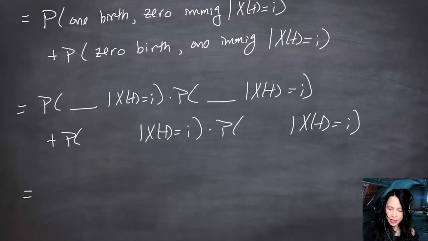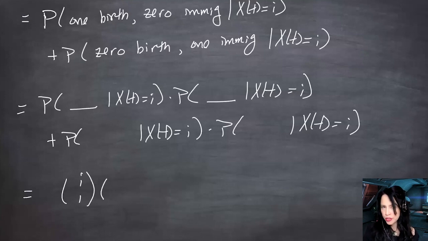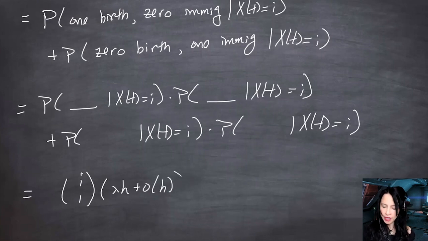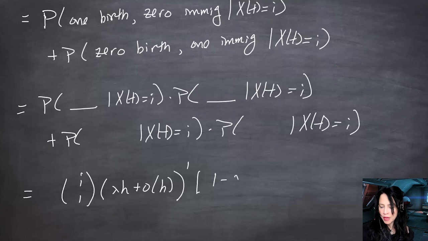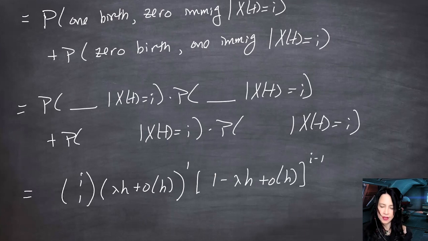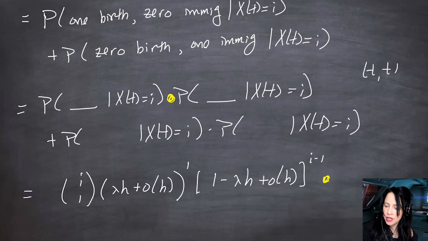So one birth, there's currently i in the population, so we have to choose one person to give birth. Each person will give birth with some probability lambda h plus little o of h in some small time interval of length h. So we get that to the first power. So that's the success, like giving birth is success and not giving birth is failure in this example. 1 minus lambda h plus little o of h to the i minus 1, multiplied. Let me make this big and yellow. So the probability of 0 immigration in a tiny time interval of length t to t plus h.